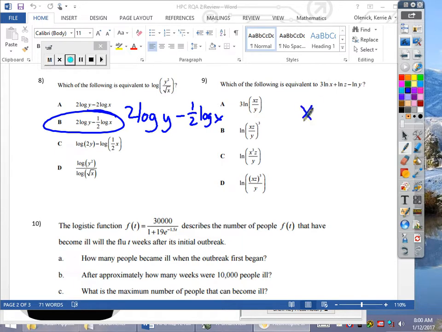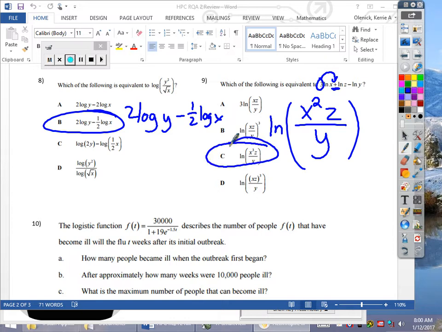Okay, number 9. You should have done x squared z over y. Remember, this is a power. This is multiply. This is division. So that would have been, sorry, the ln of x squared, which is letter C, yes? I can't read my typing. Oh, it's x cubed because I can't read the numbers, sorry. So it should have been C.